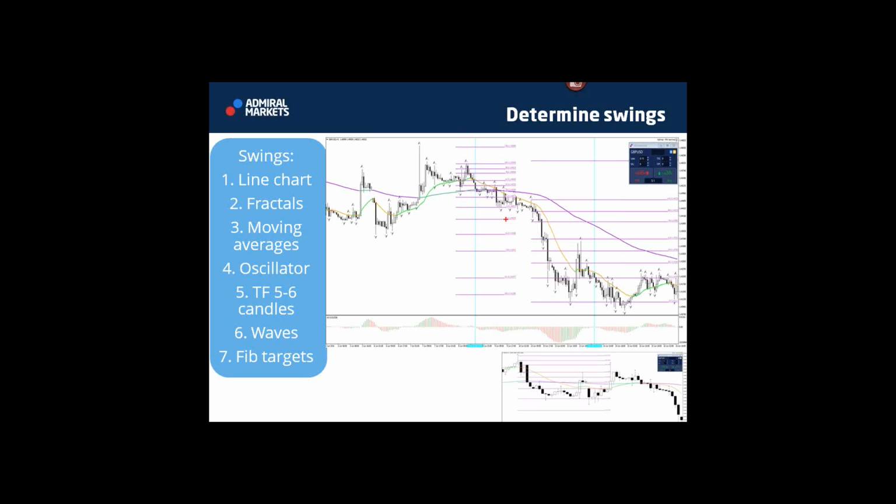So as the 4-hour chart keeps showing momentum, you can keep fibbing on the hourly chart on these swing highs, swing lows.